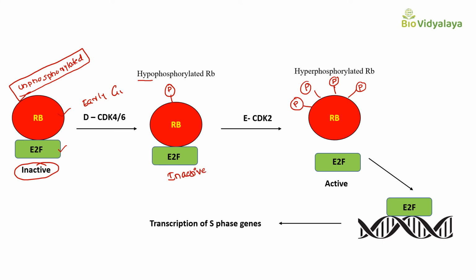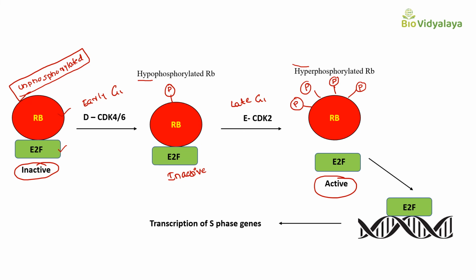And at the end of G1 phase, cyclin E CDK2 complex will phosphorylate RB protein more. Now it is hyperphosphorylated RB. This hyperphosphorylated RB will release E2F. So this E2F is free now, and that is active. So this active E2F can bind with the promoter, and that will lead to transcription of genes required for synthesis of S phase proteins. So transcription of S phase genes will occur.